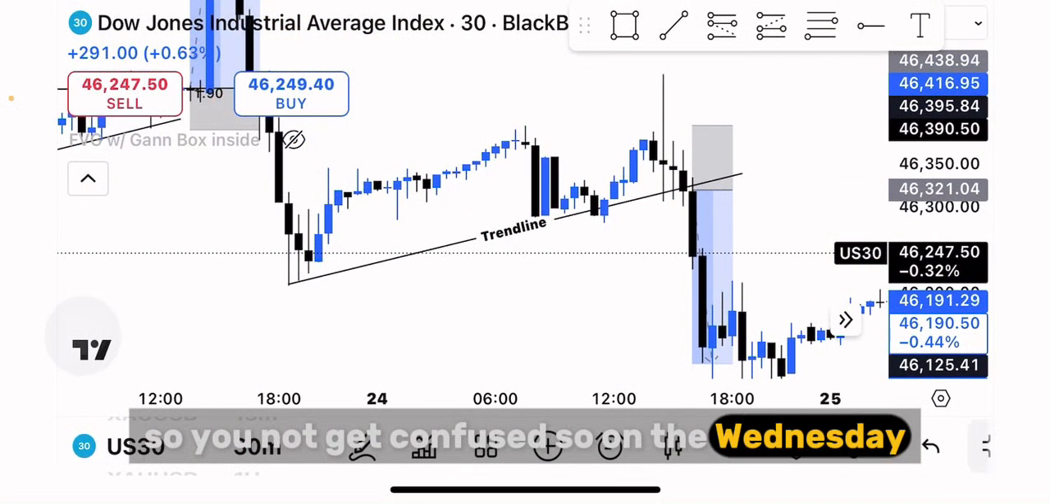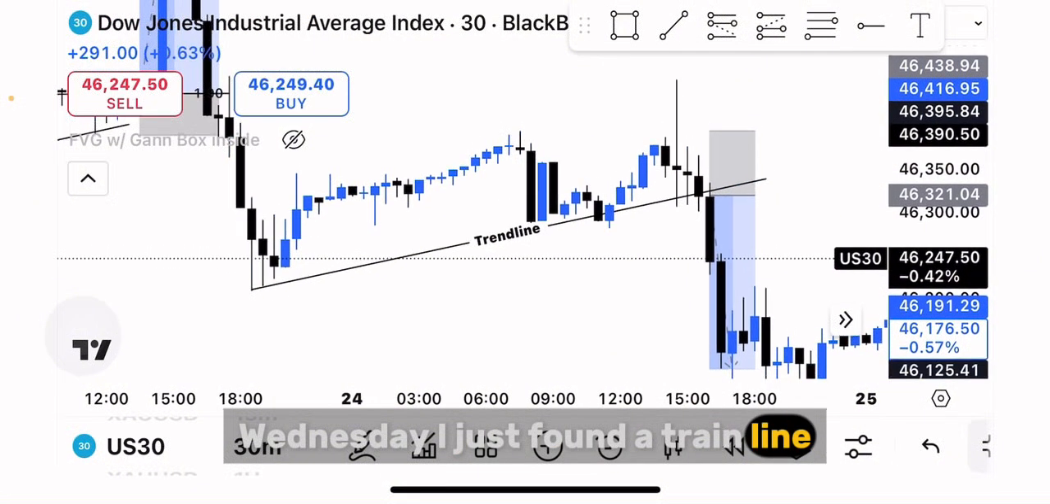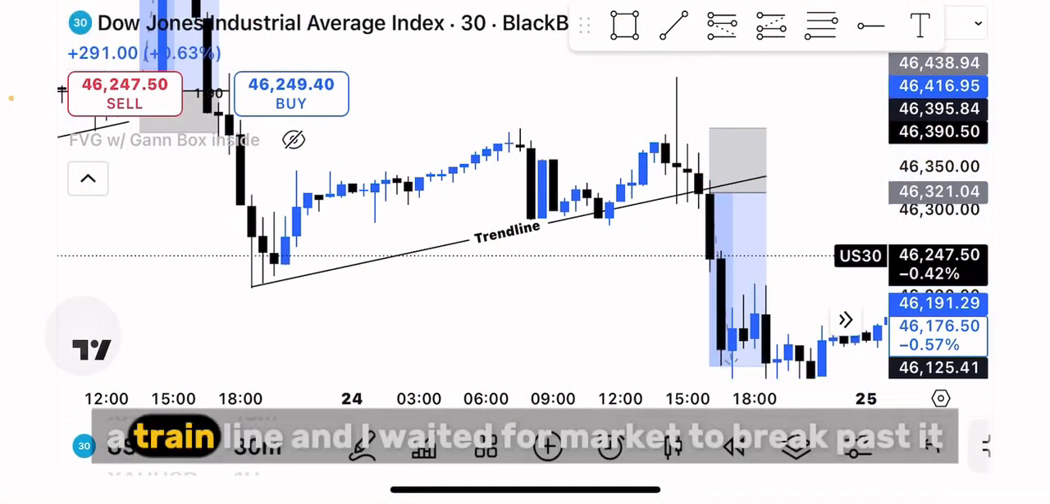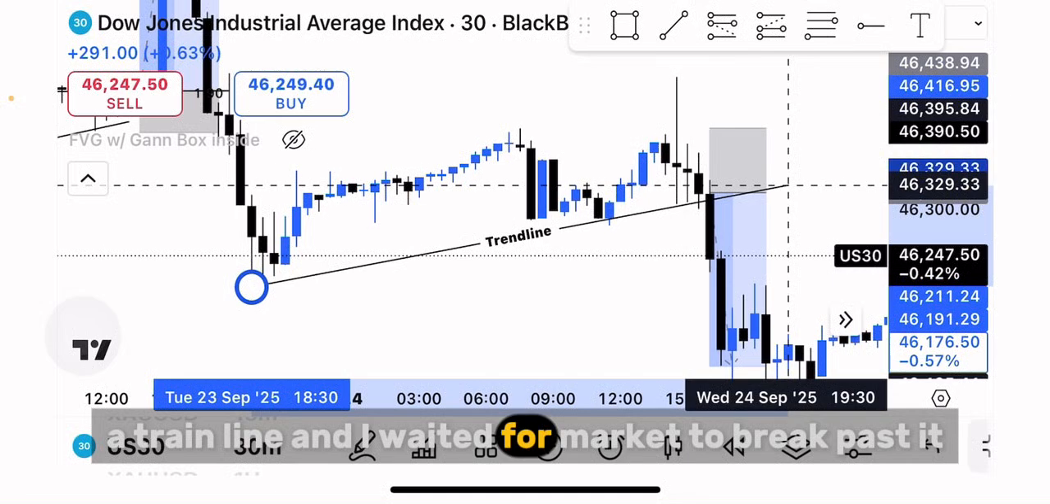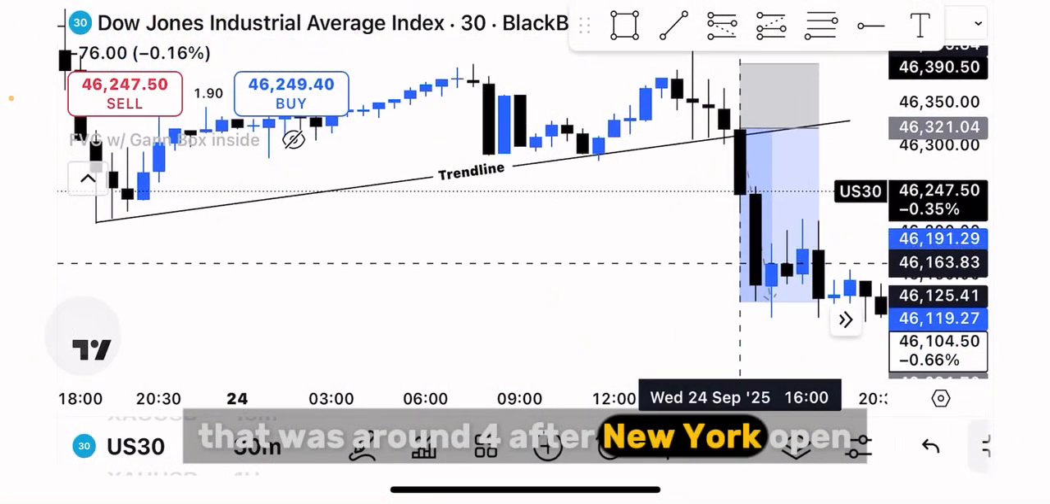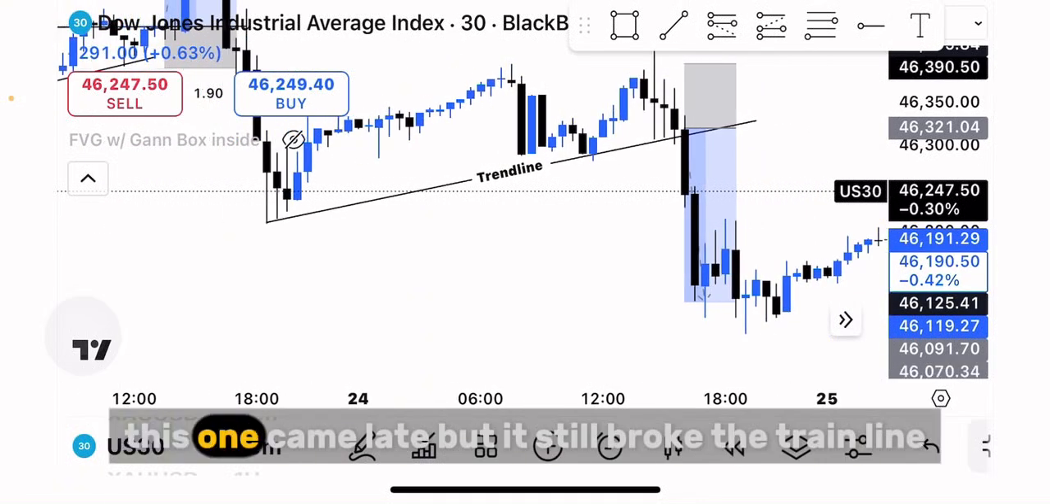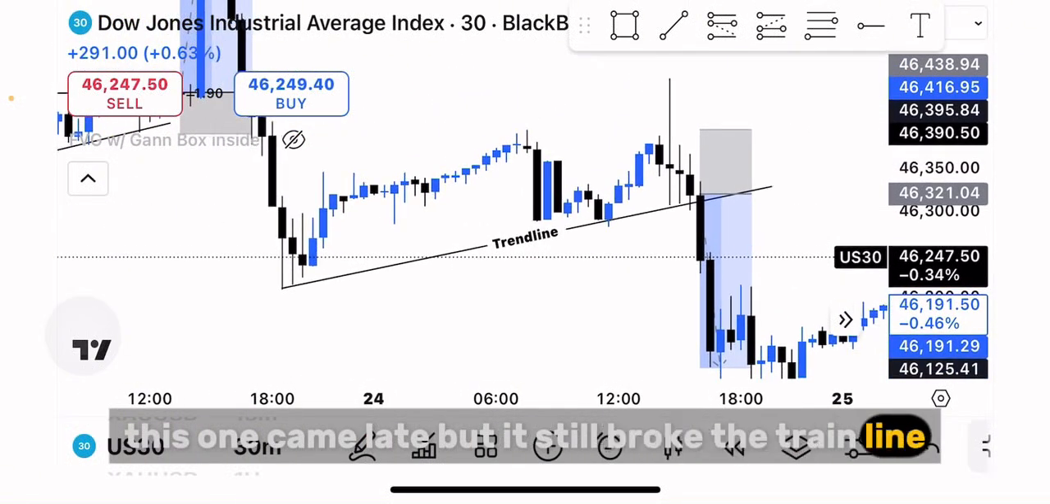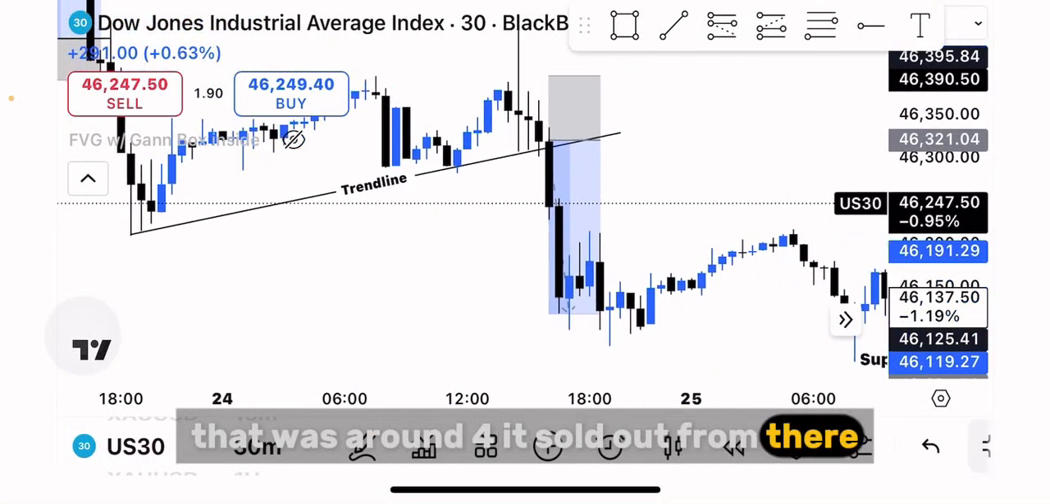So on the Wednesday I just found a trend line, and I waited for market to break past it. That was around after New York session open. This one came late, but it still broke the trend line. It was around 4. It sold off from there.